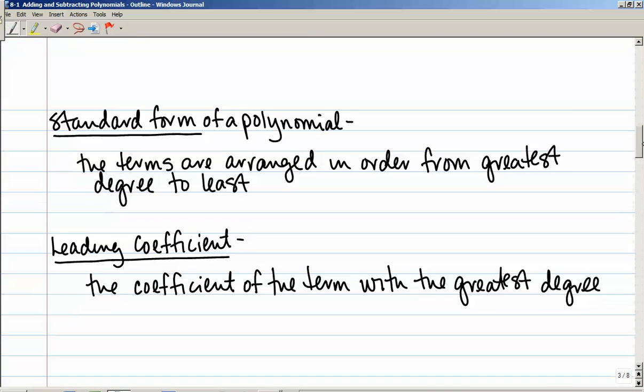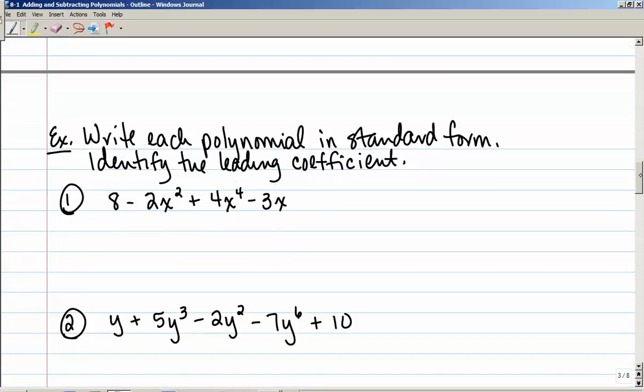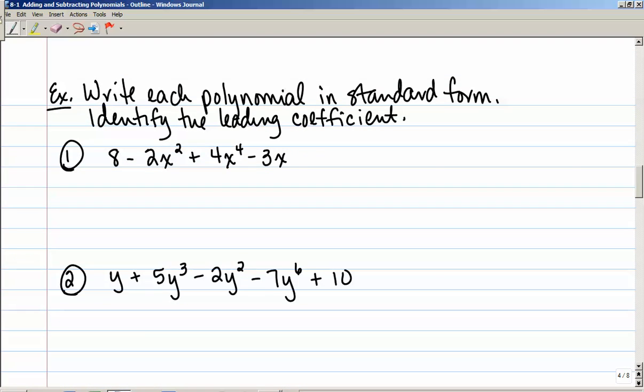Standard form of a polynomial has all of the terms arranged in order from the greatest to the least. So you're going to be looking at the biggest exponent, list that one first, and then go down to the smallest exponent. And the leading coefficient is the coefficient of the term with the greatest degree. Actually, if you rewrite the polynomial in standard form, it's going to be the first number that appears. So let's do a couple of these. Write each polynomial in standard form and identify the leading coefficient.